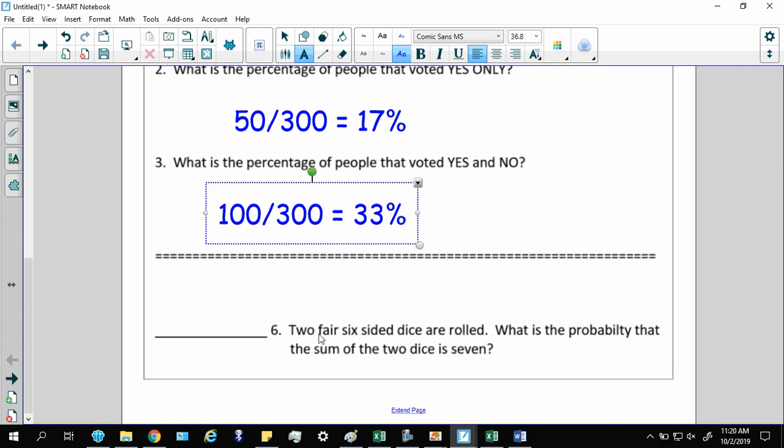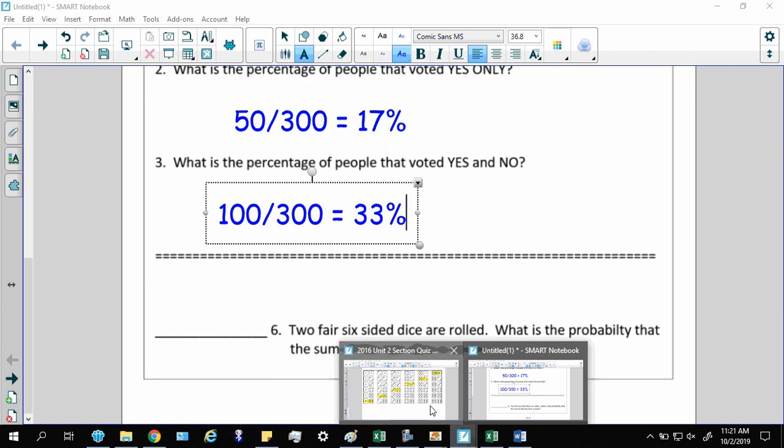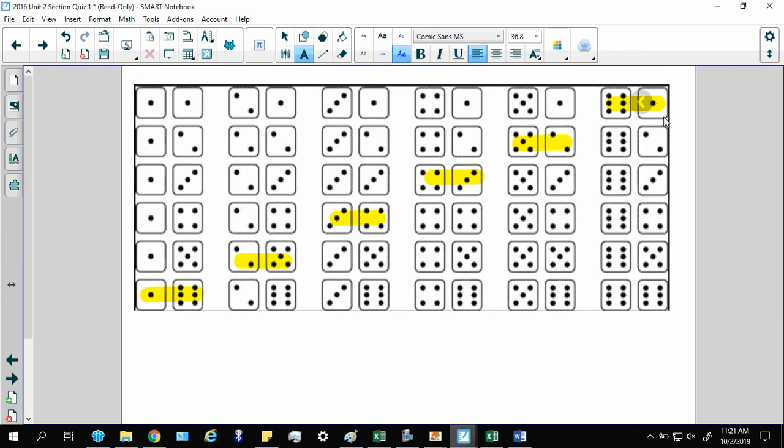The last one, or I'm sorry, question number 6, I didn't number this accurately. Two fair dice are rolled. What is the probability that the sum of the two dice is 7? Well, this is a picture that I'm probably not going to give you, but I don't even know if I'm going to give a question regarding dice or not.